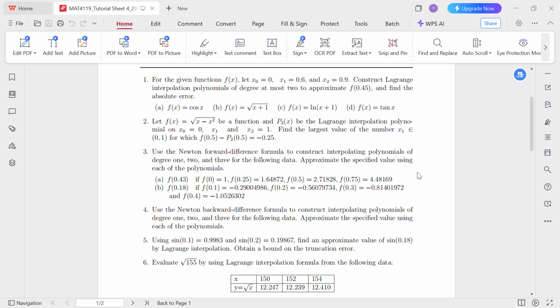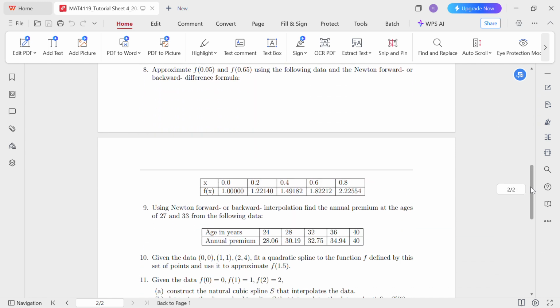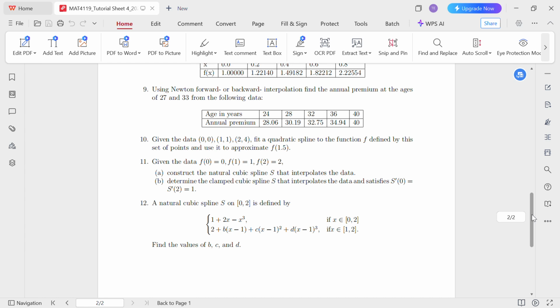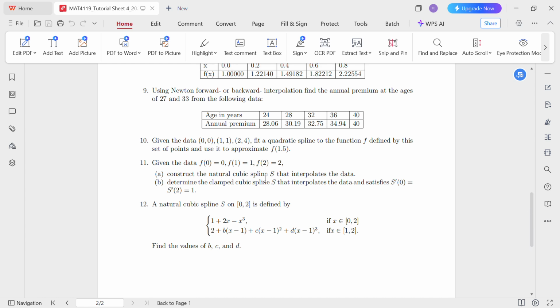Okay, the questions that I have right here from this worksheet are questions to do with interpolation. There are several interesting questions from question 1 up to question 12. In this video, what I'm particularly focusing on is question 10, which says: given the data 0, 0, 1, 1, as well as 2, 4, fit a quadratic spline to the function f defined by this set of points and use it to approximate f of 1.5.